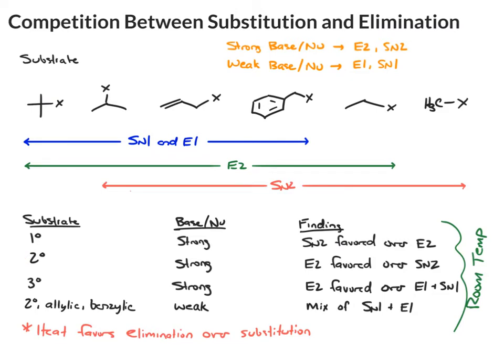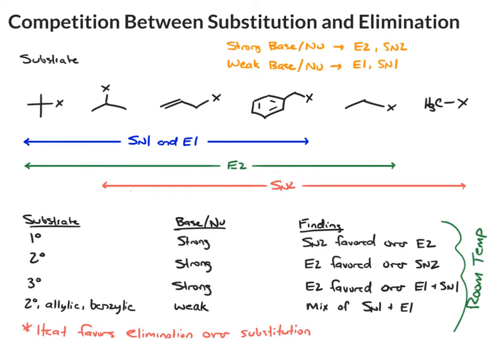For secondaries, E2 is favored over Sn2 with a strong base or nucleophile. Tertiaries with a strong base or nucleophile, E2 is favored over both E1 and Sn1, because with these two mechanisms, you have to wait for the carbocation to form. Versus E2, if you have a strong base or nucleophile around, that's just immediately going to do the elimination without waiting for a carbocation to form. And then finally, if you have secondary, benzylic, and allylic substrates with weak bases or nucleophiles, you're going to get a mixture of Sn1 and E1. You can't really differentiate those two.